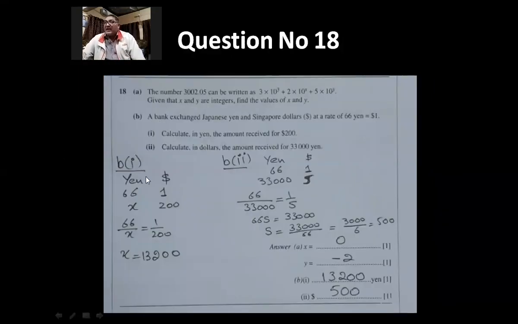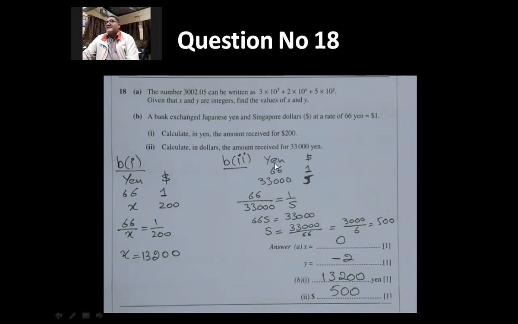So in the first part, yen and dollar, $1 is 66 yen, $200 is how many yen? This is the ratio proportion method. So 66 divided by x equals 1 divided by 200, cross multiply. So you will have x equals 13,200. So this much yen you will get, 13,200 yen you will receive for $200.